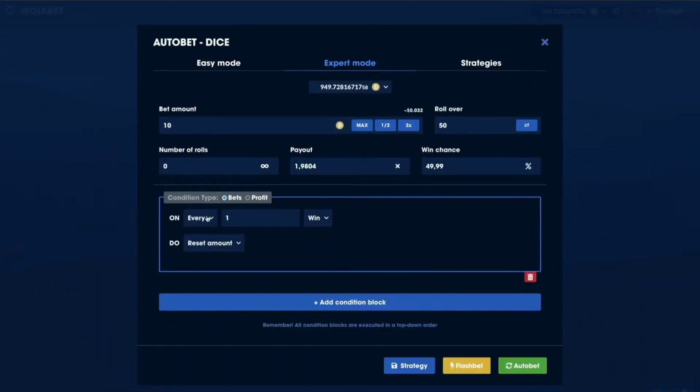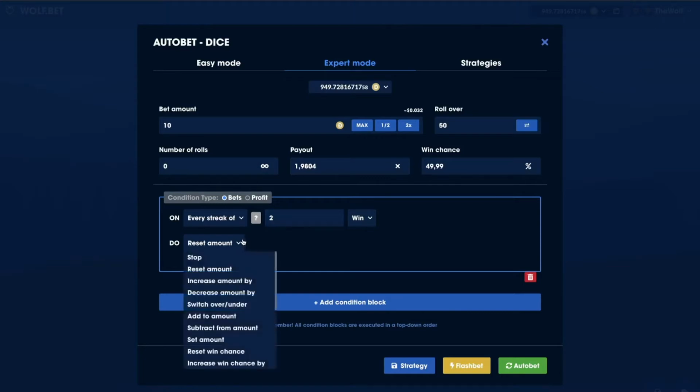By selecting "on every streak of 2 wins" for example, you're choosing that your action will happen when there are 2 wins in a row. If you have a losing bet in between, it won't count. You need 2 consecutive wins for your action to trigger. Let me show you.